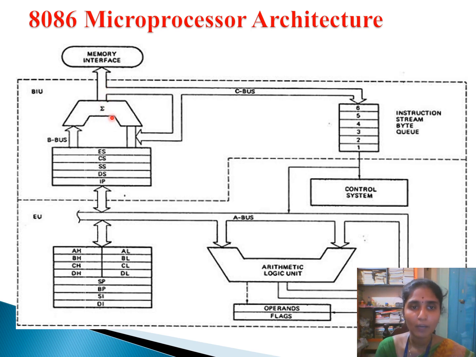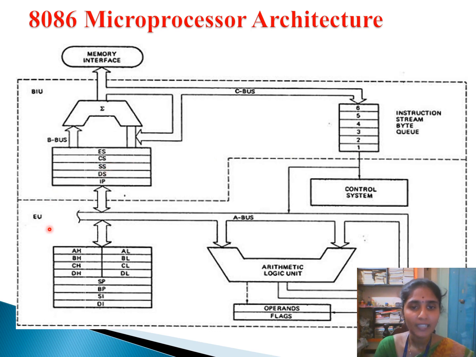It uses the formula physical address equals segment address times 10 plus offset address, which is referred to by the symbol sigma. And next, the BIU contains an instruction queue which holds 6 bytes of next instructions. It is also called the prefetch instruction queue. It works in a first in first out manner.